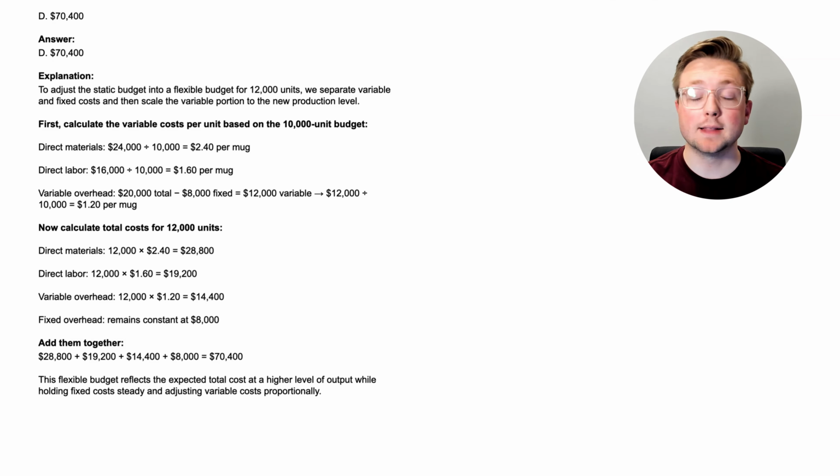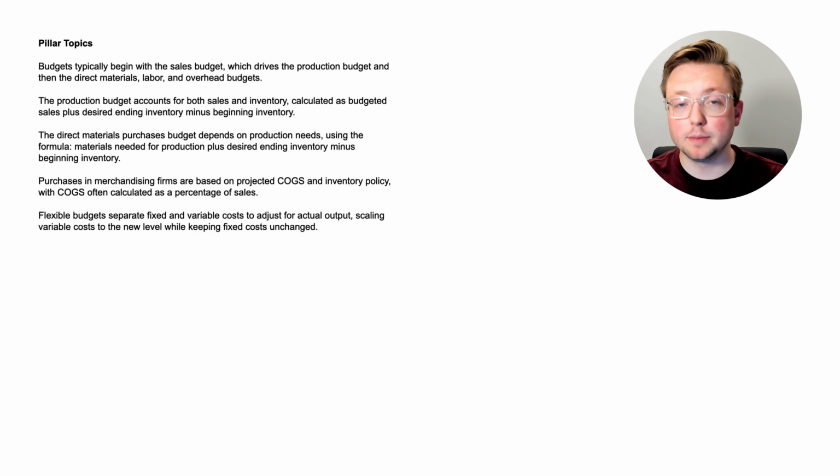First off, budgets typically begin with the sales budget, which drives the production budget, and then the direct materials, labor, and overhead budgets, and so on. Again, it almost always starts with the sales budget because that tells you what you want, and then based on that, you can start building the other budgets. The production budget accounts for both sales and inventory, calculated as budgeted sales plus desired ending inventory minus beginning inventory. And that same calculation, you can just switch a few of the wording out and use that same calculation over and over again throughout the video.